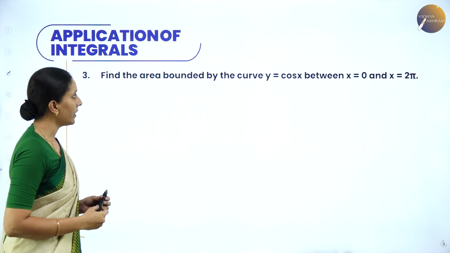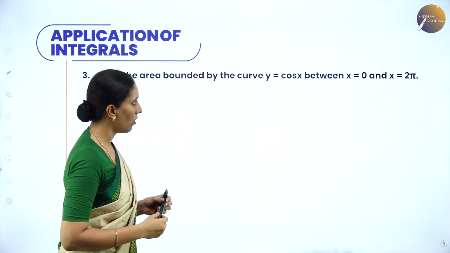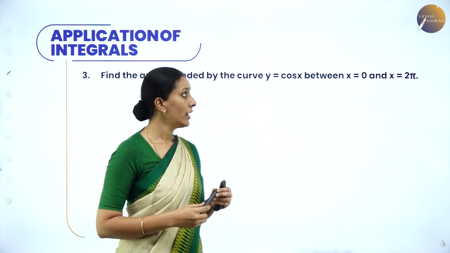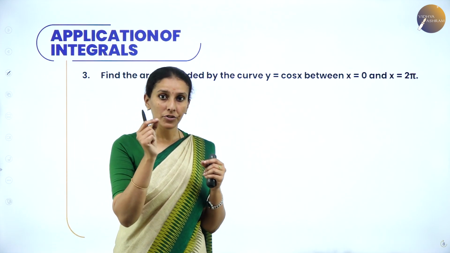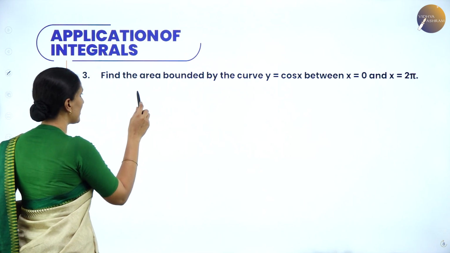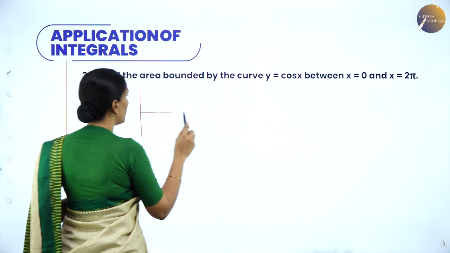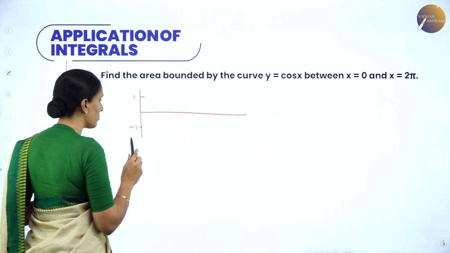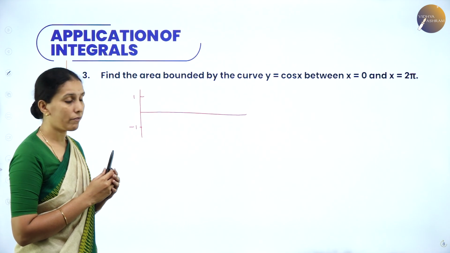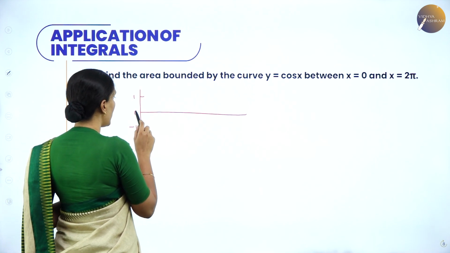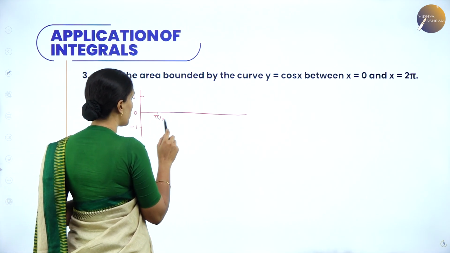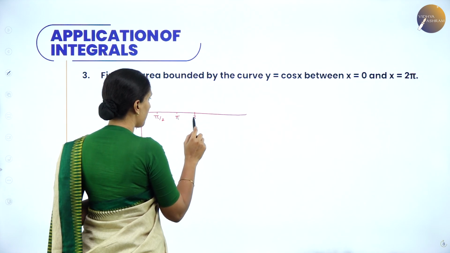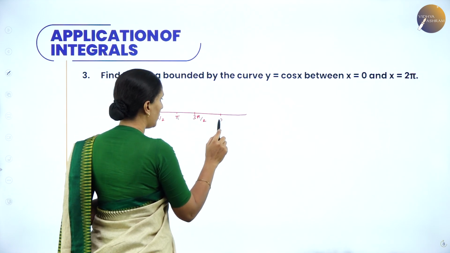Next, find the area bounded by the curve y is equal to cos x between x is equal to 0 and x is equal to 2 pi. So let us draw the function cos x curve. Let me consider this as plus 1 and this as minus 1, because that is the maximum and minimum value of the cos function. So 0, pi by 2, pi, 3 pi by 2 and 2 pi.